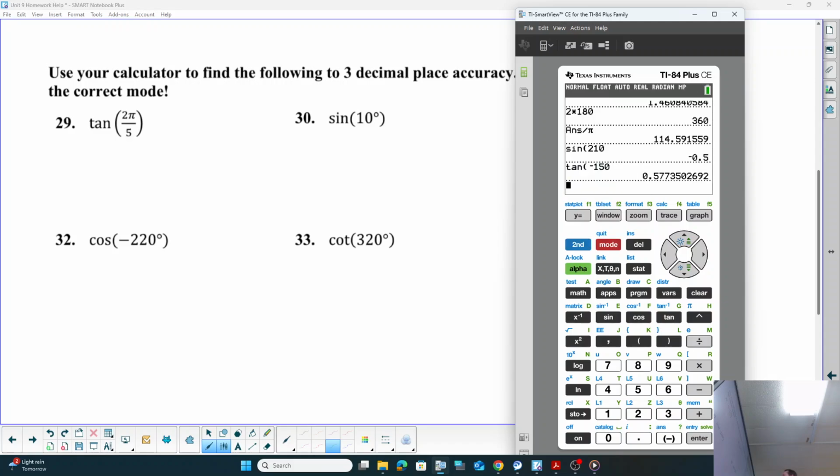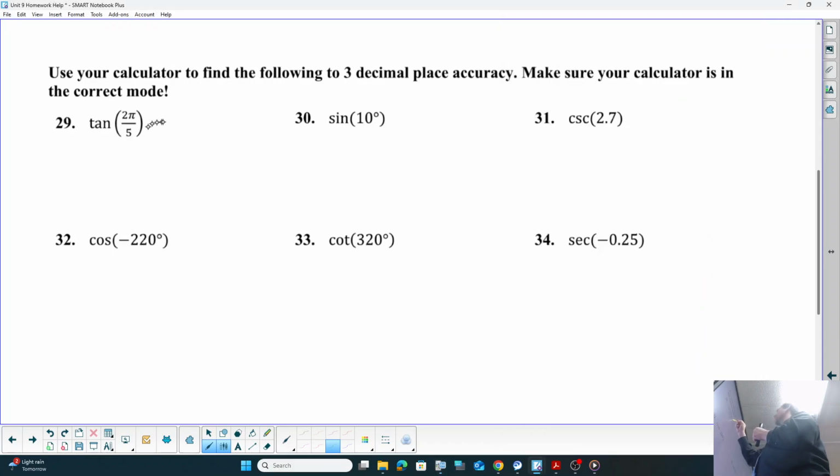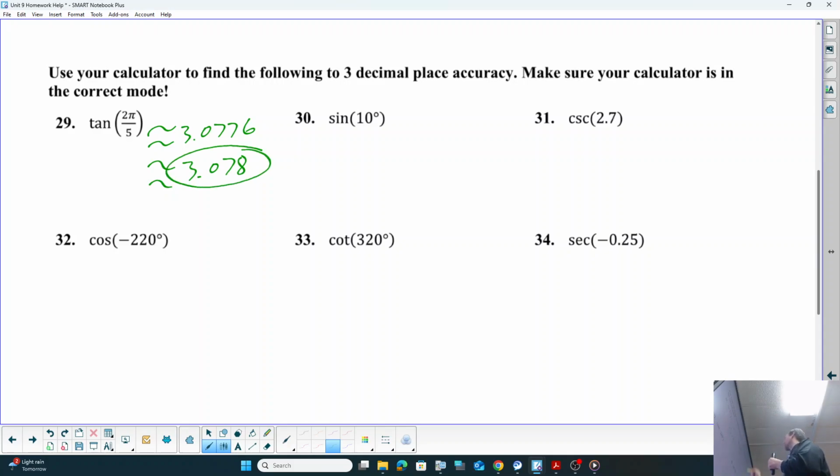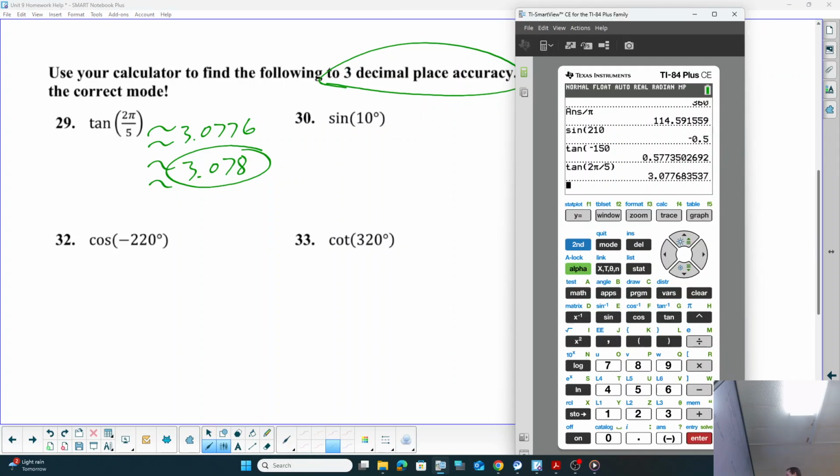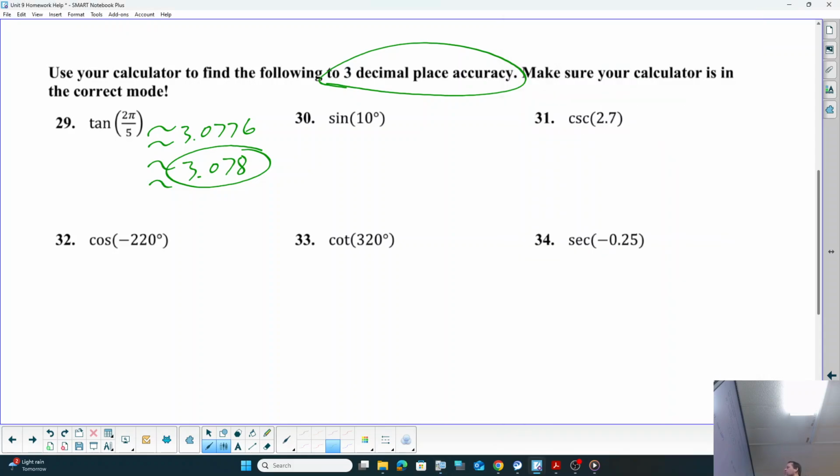So we're going to go ahead and do tangent of 2 pi over 5. That is definitely not a 30, 60, 90 or 45, 45, 90 right triangle, so you have to use the calculator for that one. And so that is 3.0776. With 3 decimal place accuracy, approximately 3.078 is our answer. Cool. Okay, so then keep on trying.